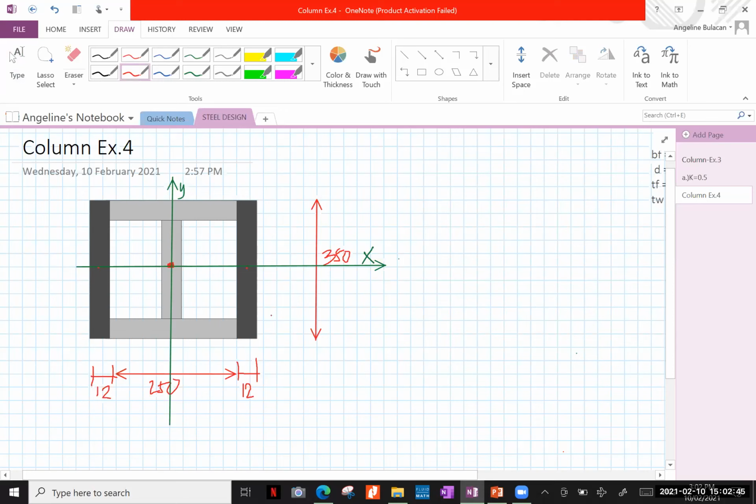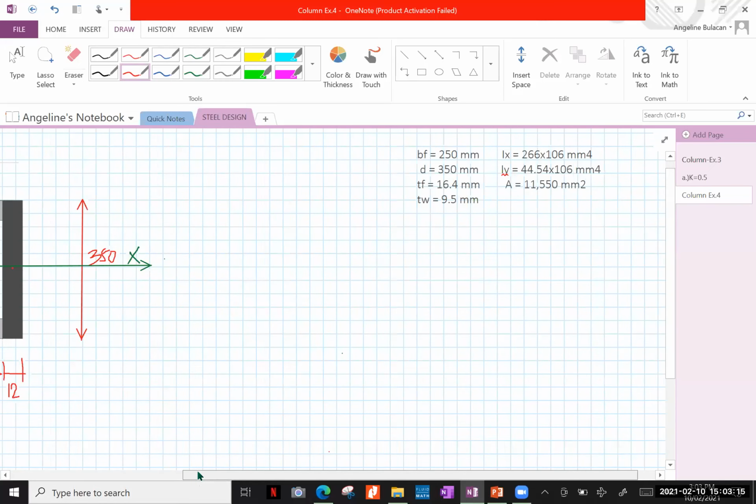Yung Varignon's kasi ginagamit natin siya kapag hindi symmetrical yung section kasi hahanapin natin yung centroid. Now dito, yung centroid nitong dalawa is obviously, kung ita-transfer natin yan, nandito yan sa gitna. So, we don't need to use Varignon's theorem and then get the reference point. Ito na agad yung magiging centroid ng group sa gitna nung I section. So, unahin natin yung madali, no?